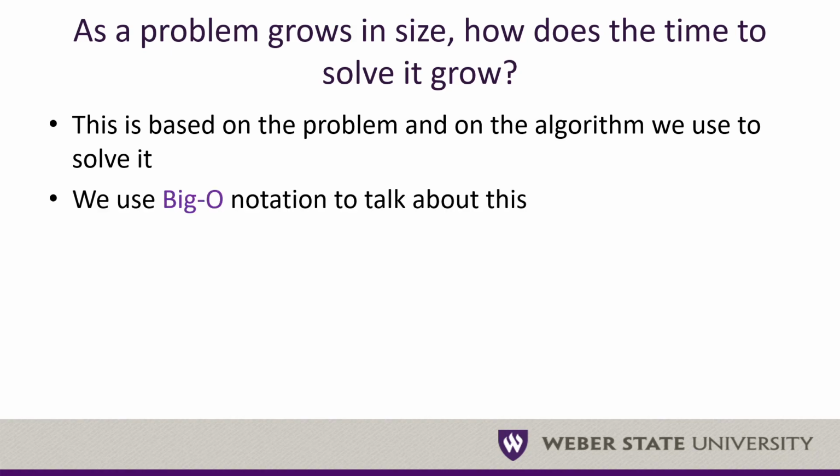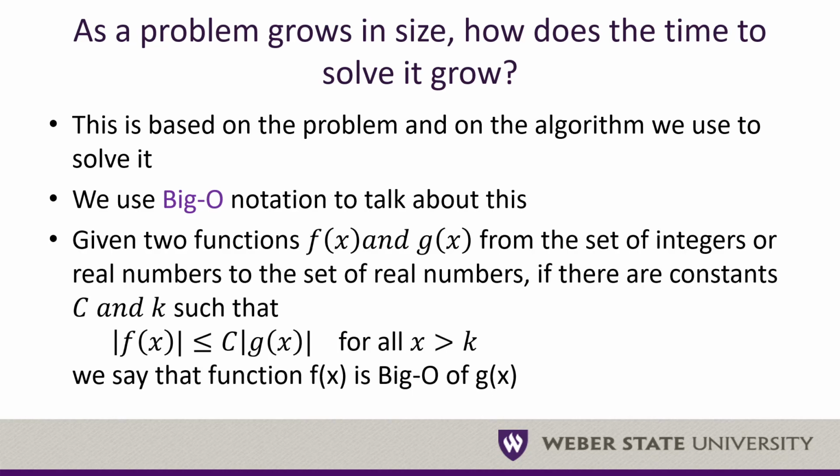When it comes to bounding this, we use what's called big O notation. Big O gives us the ability to describe the time for an algorithm based on some function. If I measure my problem in terms of how many inputs there are, then I can bound it by a function of how many inputs there are. So our formal definition for big O is this.